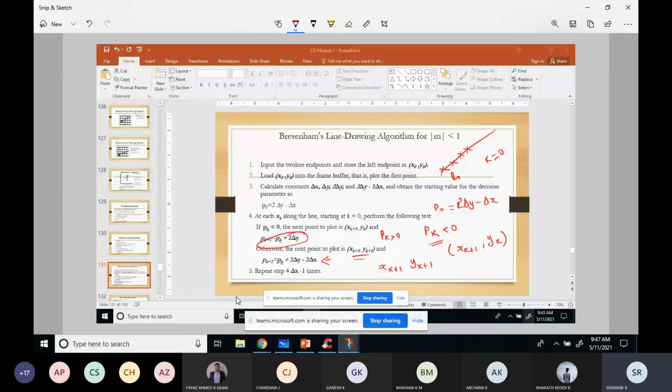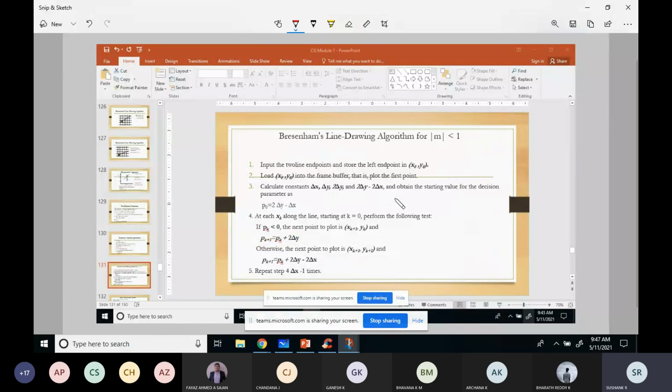So this process has to be repeated delta x minus 1 times. If delta x is 4, this process has to be repeated 3 times. In simple terms: calculate P naught. The endpoints of the line will be given.